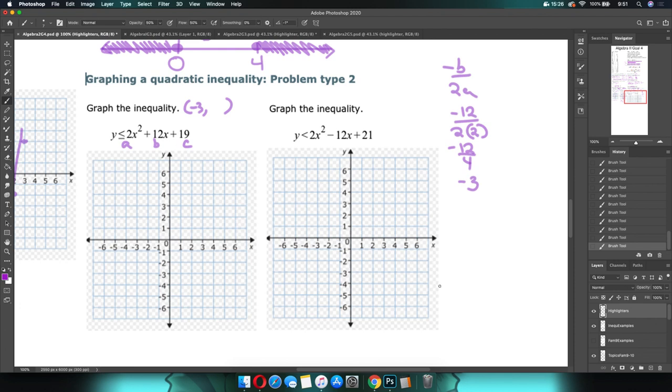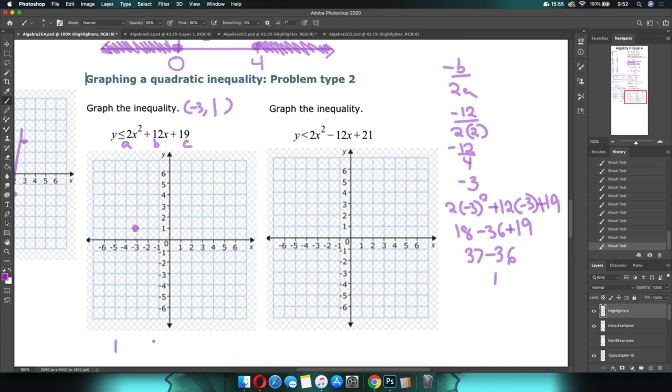Well, what do we do? We take the negative 3 and then we plug it in. So 2 times negative 3 quantity squared plus 12 times negative 3 plus 19. So negative 3 squared is 9 times 2 is 18 minus 36 plus 19. 18 and 19 is 37. 37 minus 36, 1. Okay, so there is our thing. Negative 3, 1. There's our vertex.